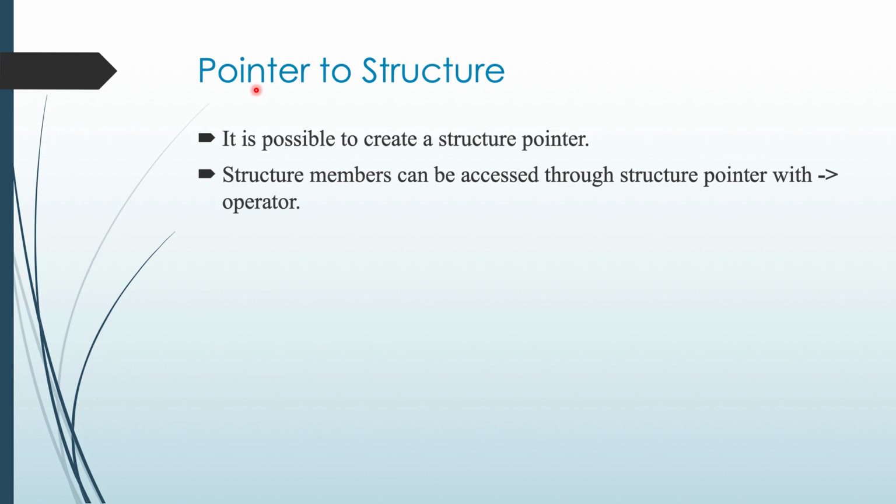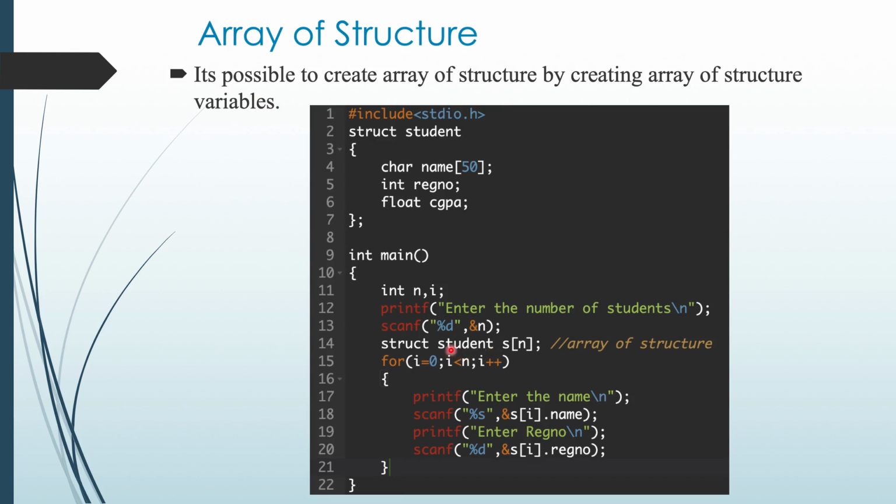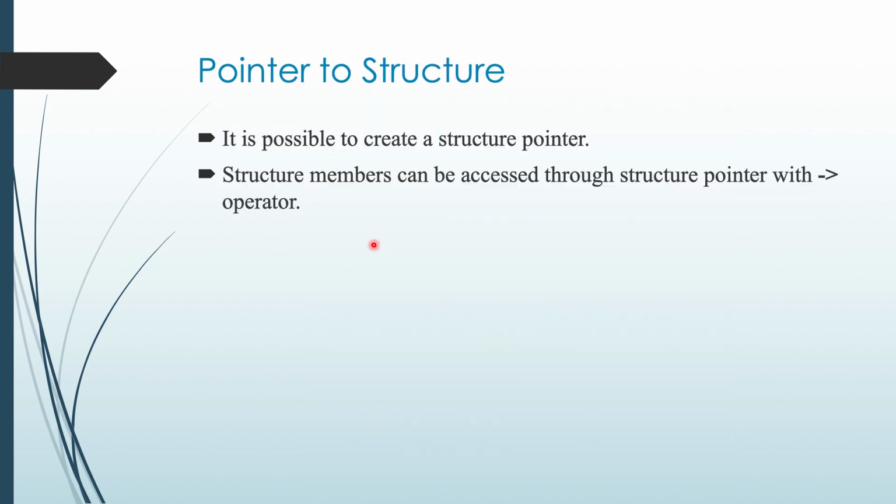We discussed some pointer features. The pointer will speed up the execution process. So instead of declaring a structure variable like this, I can declare a structure pointer. So let's see how to declare a structure pointer and how we access it. Structure members can be accessed through a structure pointer with the arrow operator.